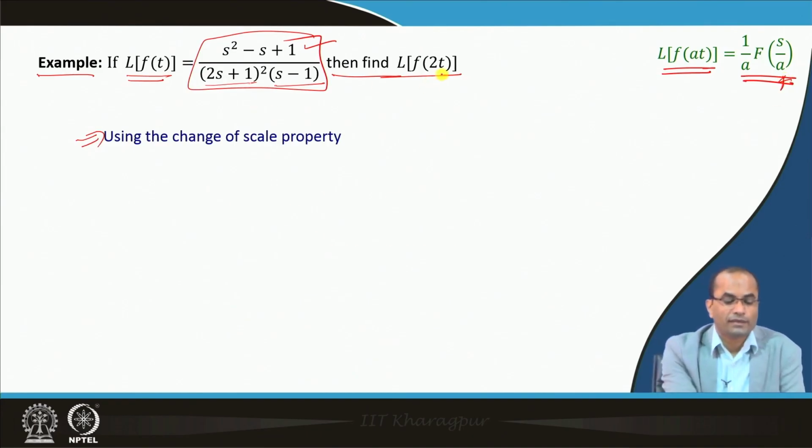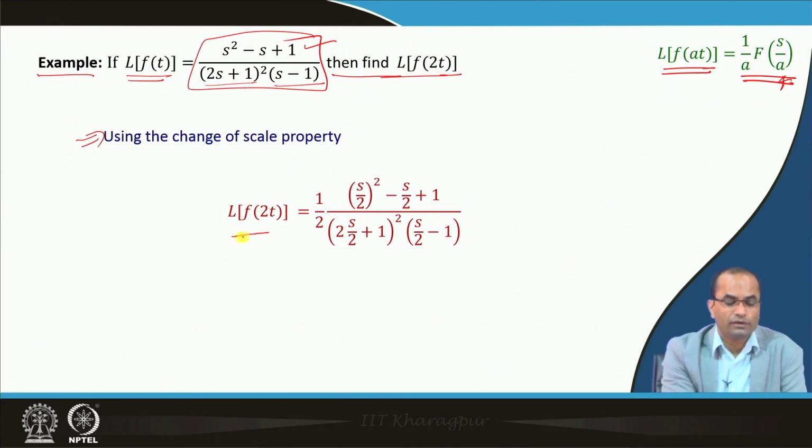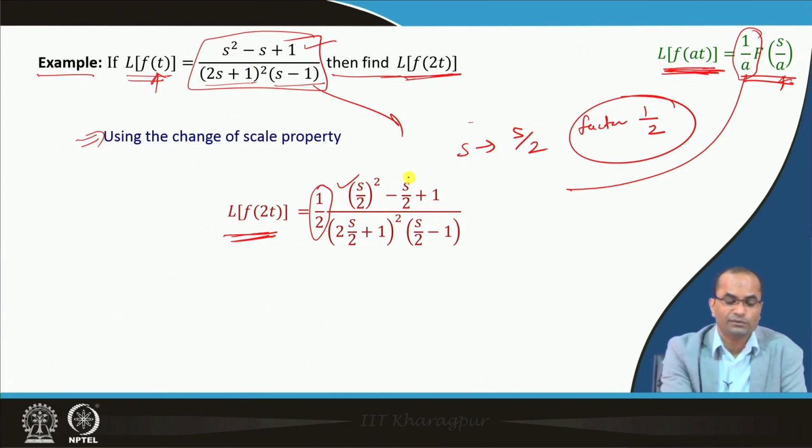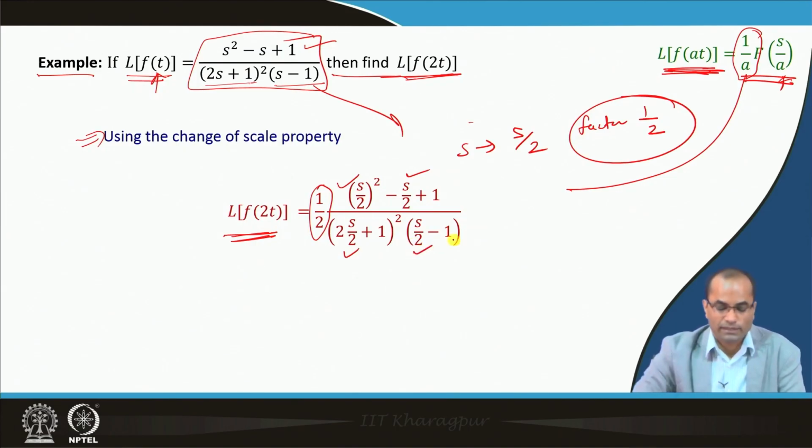So, here we have to now get the Laplace of f(2t). Just applying this result directly, s will be replaced by s by 2, and there will be a factor sitting outside as 1 by 2. So, the Laplace of f(2t) will be 1 by 2, this factor 1 by a is coming, and then s is replaced by s by 2 everywhere: (s by 2) whole square minus s by 2 plus 1, over (s by 2 plus 1) whole square and (s by 2 minus 1).